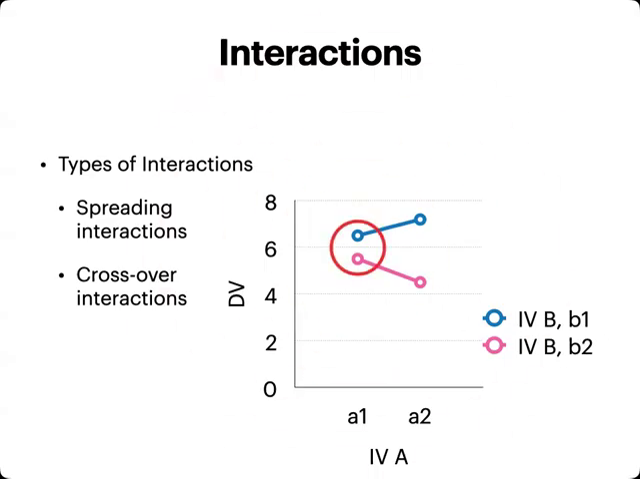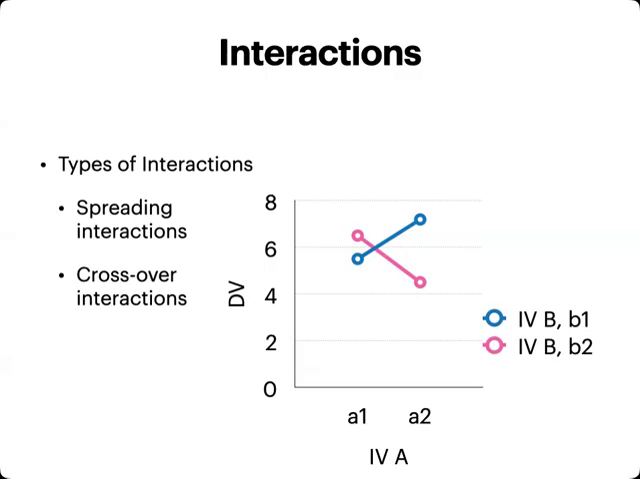on this graph, but as long as two lines are not parallel to each other, we have an interaction, whether one end of the line crosses or not. So we still have an interaction even when these two lines are crossed because they are not parallel to each other. However, when two lines cross, it is called crossover interactions.